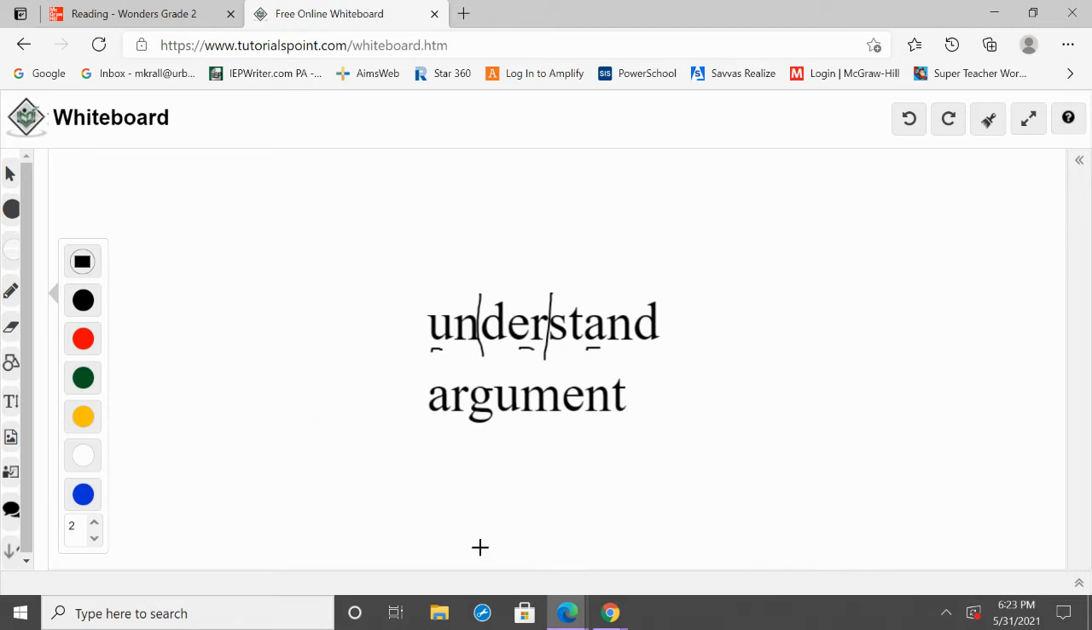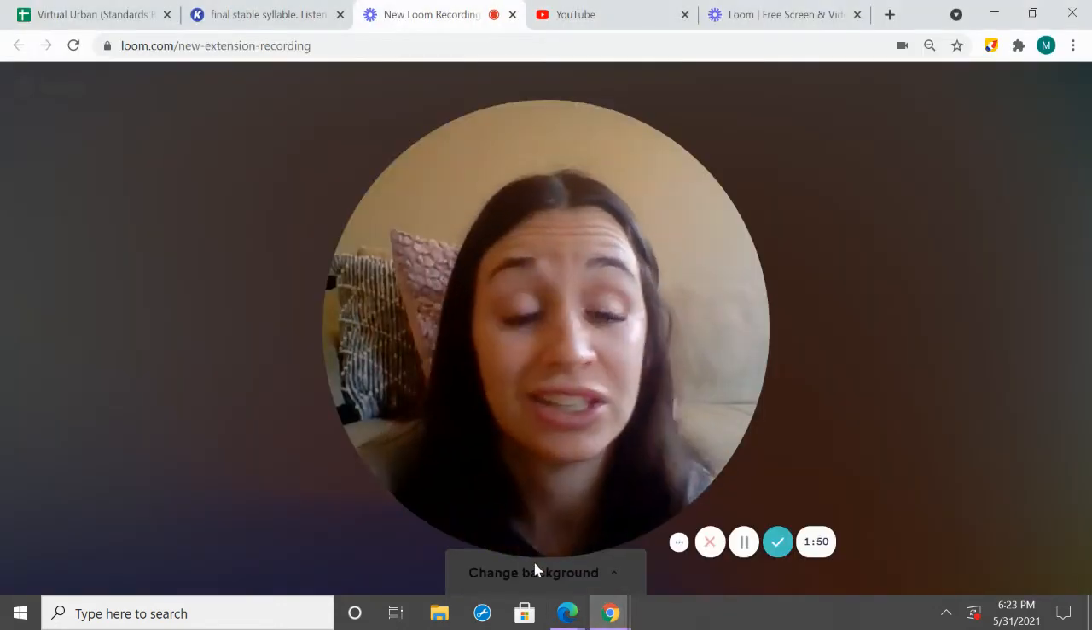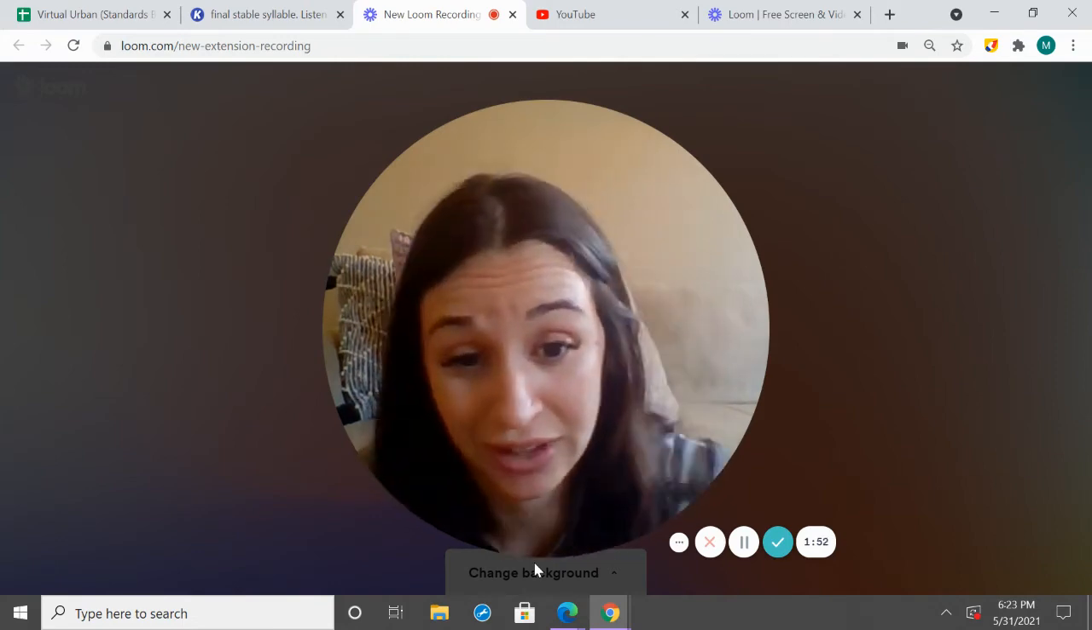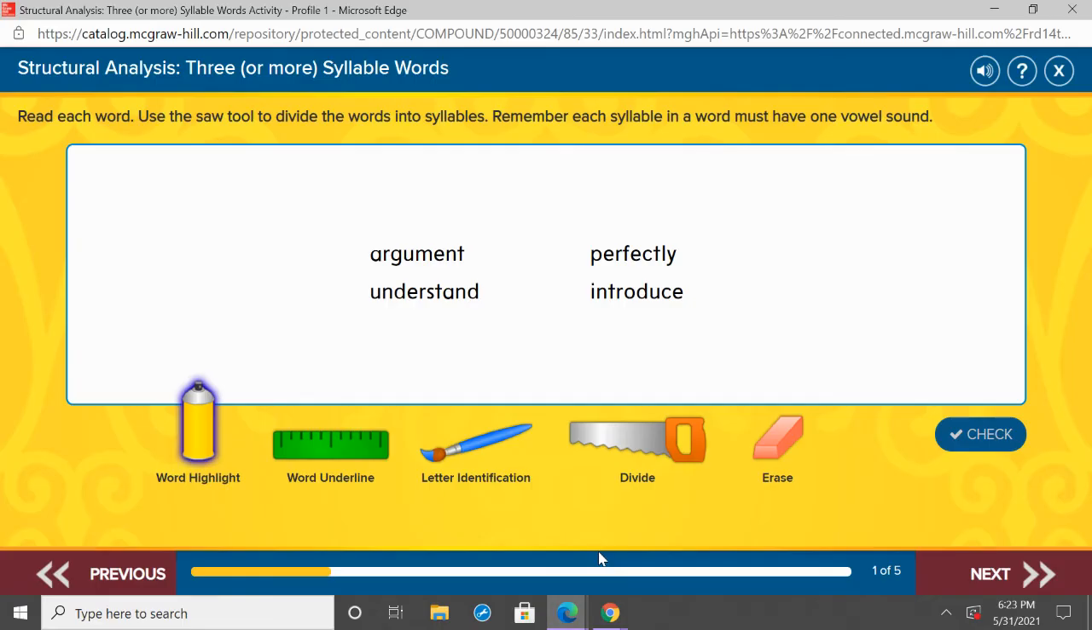So our next word is argument. If I was to break it up, ar-gu-ment. So we have vowel, vowel, vowel. Again, whatever vowel sound that makes, that's what I would do in looking at each syllable. But we need to make sure that each syllable does have a vowel sound. All right, let's keep practicing dividing up some of these bigger words.